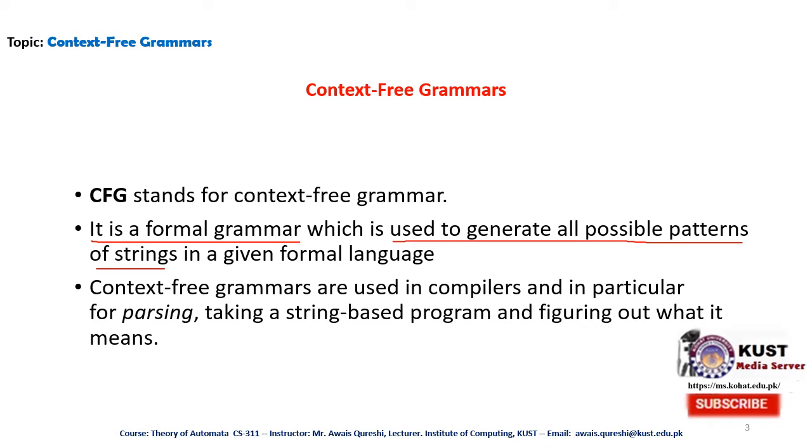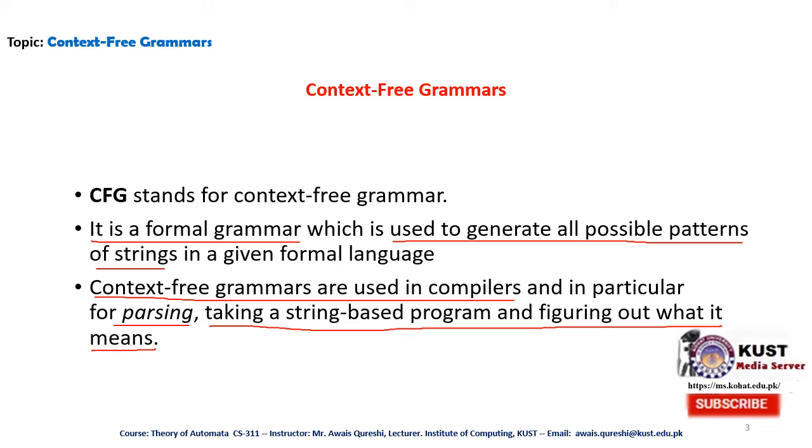And what is the use of context-free grammars? Because we are studying context-free grammars in automata theory, and automata theory has a very big role in compiler construction and design. So context-free grammars are used in compilers, and in particular for parsing, because parsing is the key step in compiler design and construction. It takes a string-based program and figures out what it means. So there are two things. First is called the syntax of a program, and the other is called the semantics of the program.